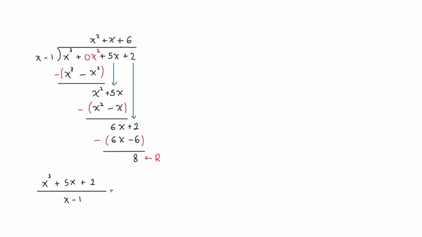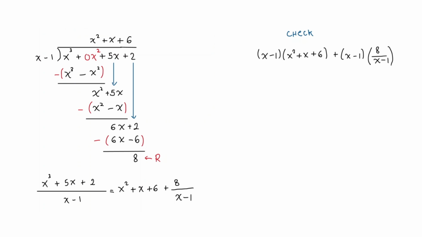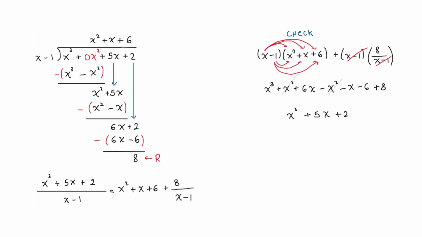This means the final result is x squared plus x plus 6 plus 8 over x minus 1. We can quickly check whether our answer is correct. As in the previous example, we do this by multiplying the divisor by the result, and then adding the product of the divisor and the remainder over the divisor. We carry out the calculations. After simplifying and collecting like terms, we obtain x cubed plus 5x plus 2. This is exactly the polynomial we started with. So we can conclude that our answer is correct.